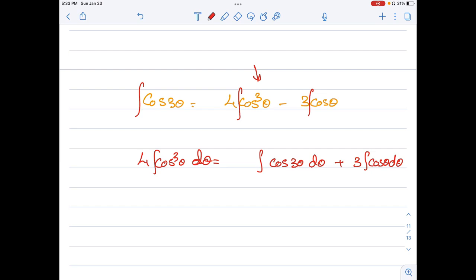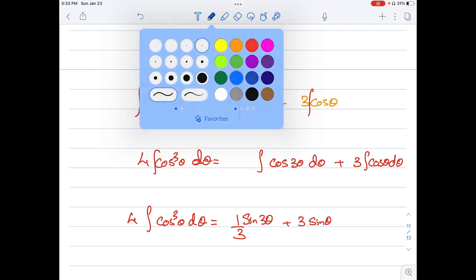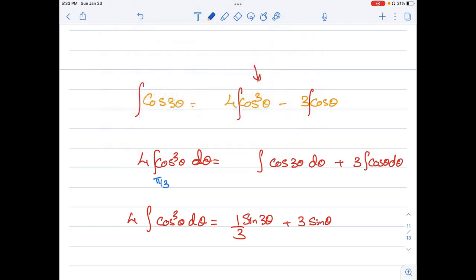We can apply the limits. So I write 4 integral of cos cube theta d theta is equal to cos 3 theta integral. Cos 3 theta integral is nothing but what? Sin 3 theta upon 3. Don't forget to write upon 3. Then 3 cos theta integral is sin theta. We know the limits are from pi by 3 to pi by 2. So don't forget to substitute the limits pi by 3 to pi by 2.